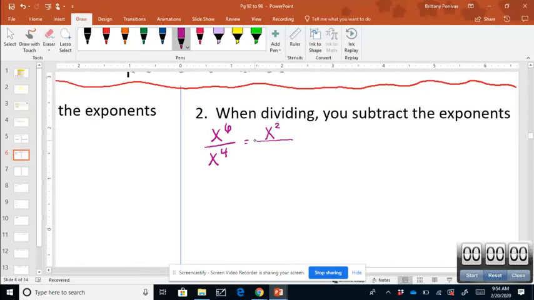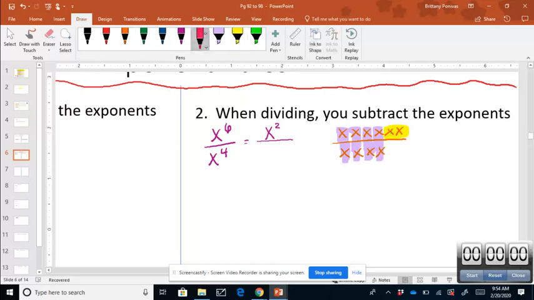If that confuses you, you could write them out. You could put 6 x's on top and 4 x's on bottom. And just like when we talked about factoring, if it's on top, it cancels with what's on bottom. So these would cancel, these would cancel, these would cancel, and these would cancel, leaving us with x squared on top. When things cancel, what do they cancel to be?